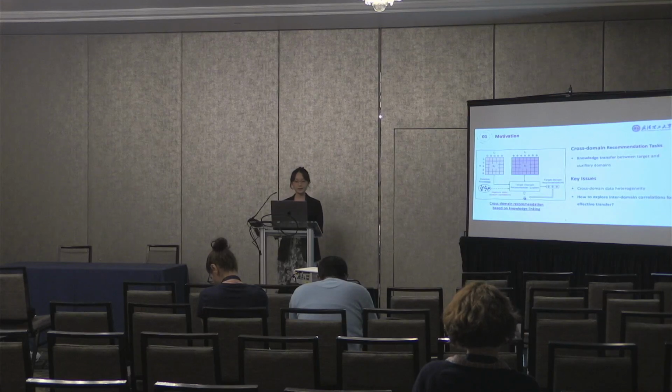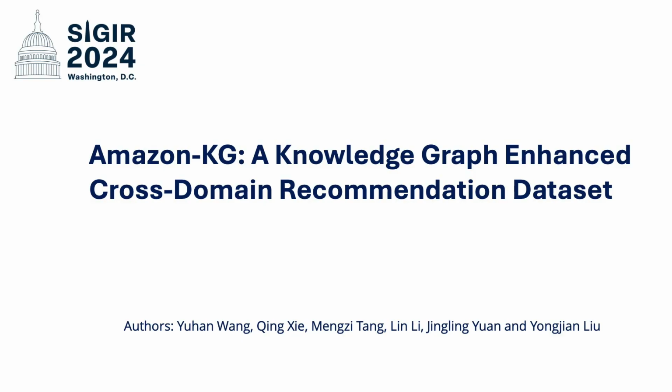The main task of cross-domain recommendation is knowledge transfer between target and auxiliary domains. However, knowledge transfer across different domains usually faces the problem of data heterogeneity. So the first thing we need to consider is how to explore the inter-domain correlation for effective transfer.